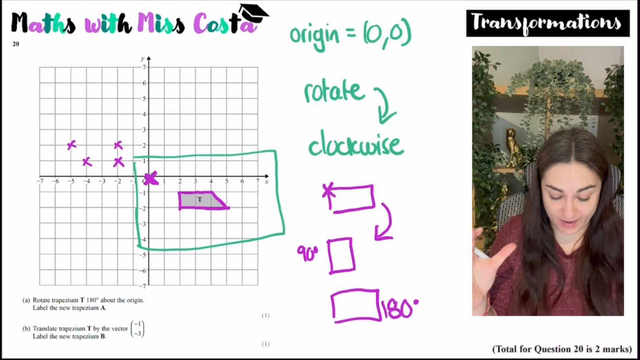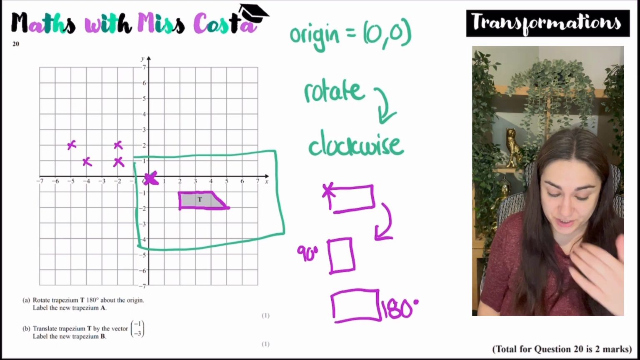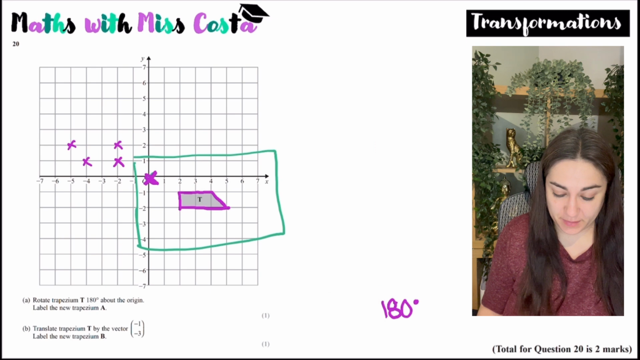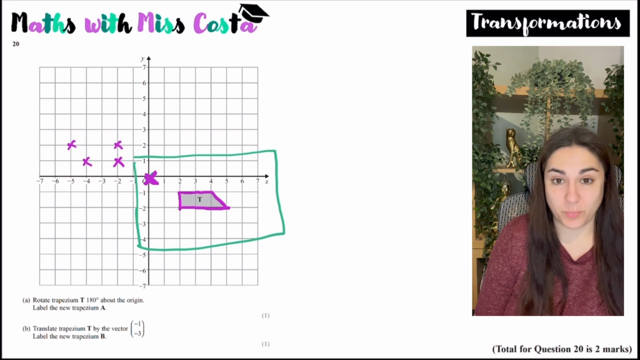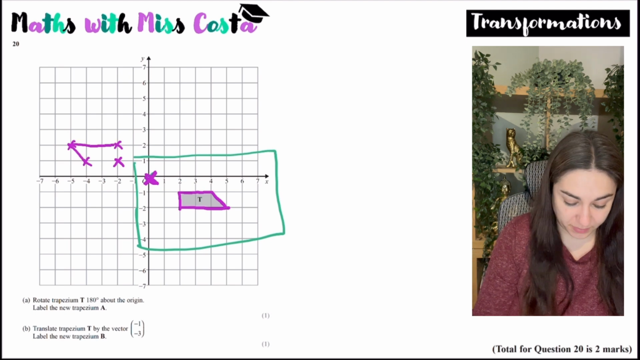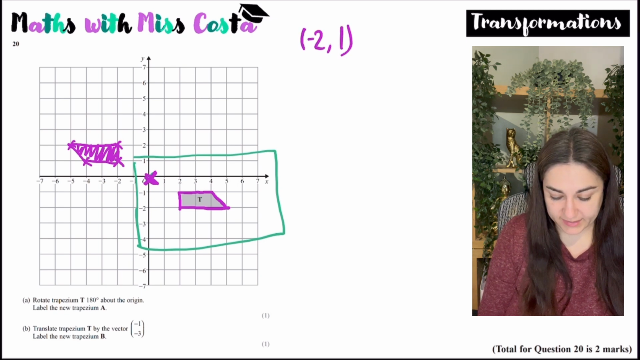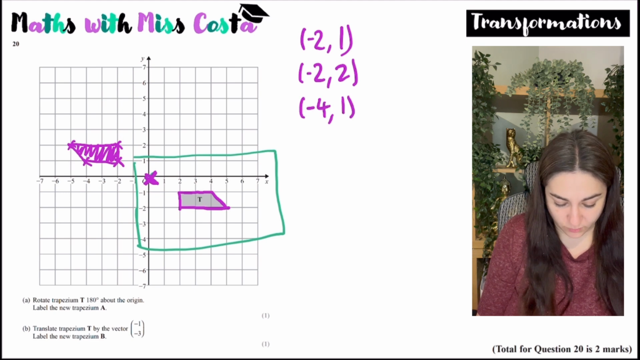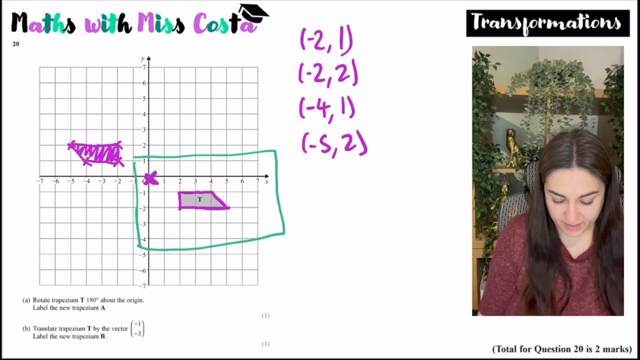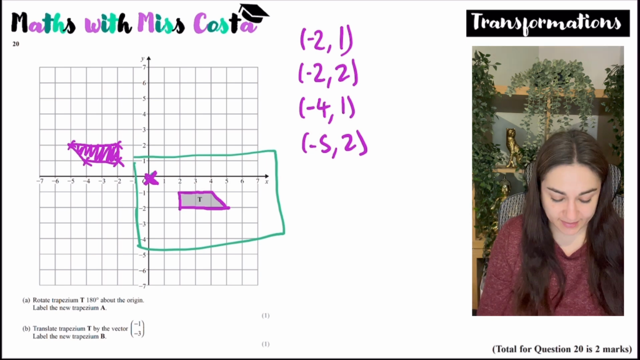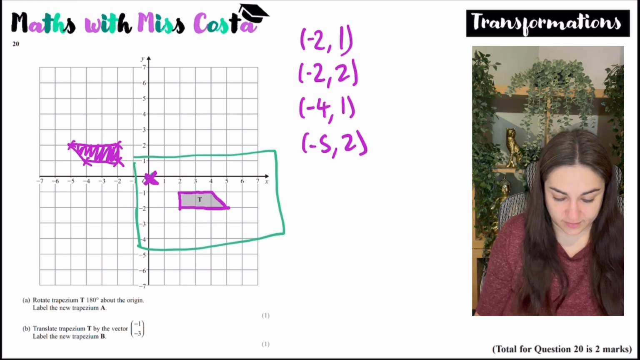So when you've done that with your tracing paper, the safest way is, some people are really good at remembering, but you might want to just note down where the new points take you. So your trapezium on your tracing paper, you should see this outline here and you'd be like, okay, so one of the coordinates is -2, 1. Let me write that down. The next one is -2, 2. Then you've got -4, 1. And then -5, 2. So write down your coordinates and then you can draw your lane shape on.